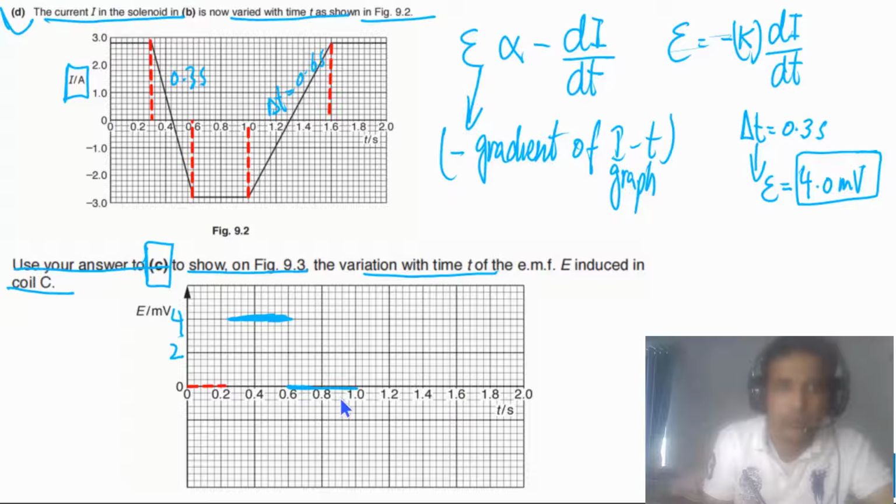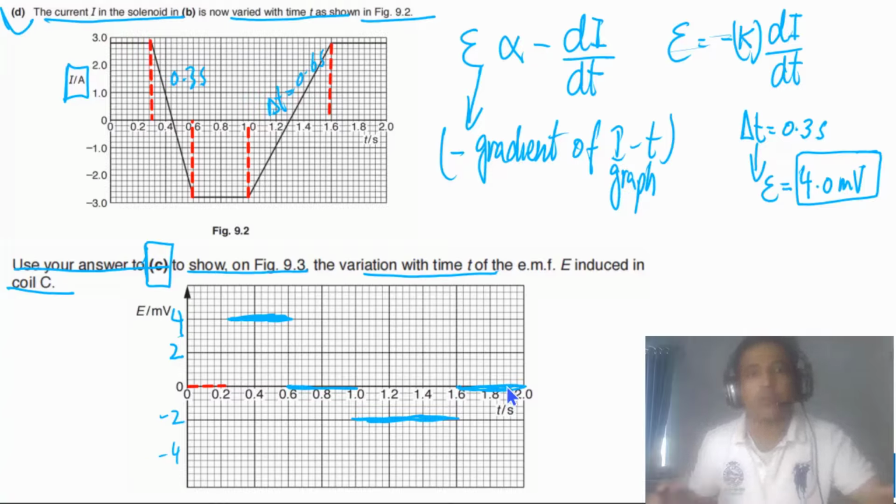So in this case we can draw half, so this one will be 2. This is 4, so minus 2. This is minus 4, so 2 from here. You can draw a horizontal line here. And in the last part, the gradient is 0, so EMF will be equal to 0. So this is how you need to sketch the graph.